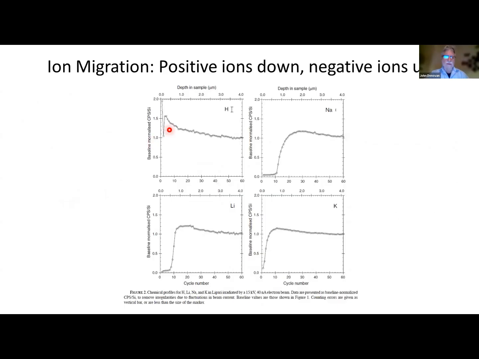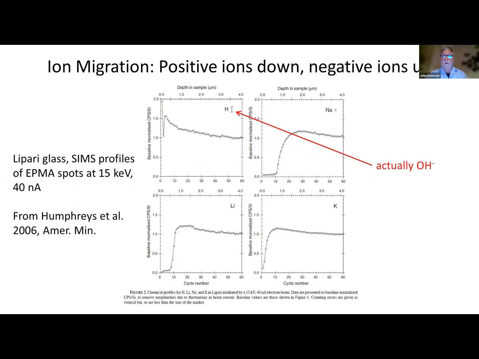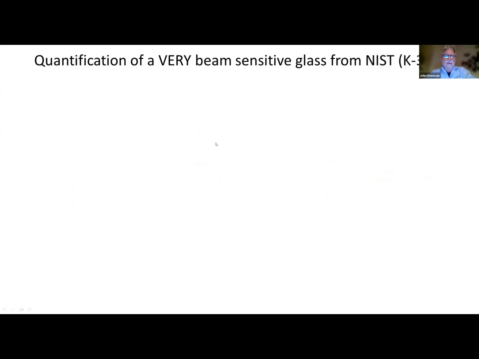Here you can see an example that Aries showed, this same plot here. This is hydrogen, which actually is more really, I think, OH, because it's a negative ion. In the case of the positive ions, like sodium and lithium and potassium, these are depleted in the surface areas, whereas the hydrogen is increased close to the near surface. So that's an explanation for what we think is happening in many materials.